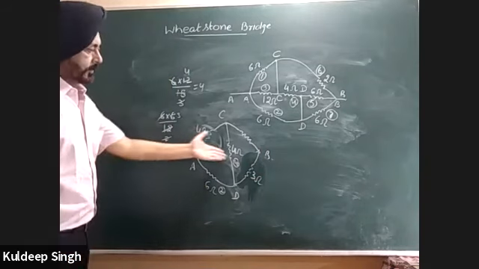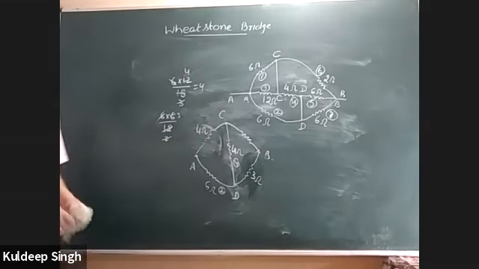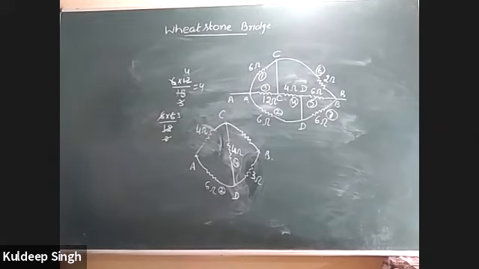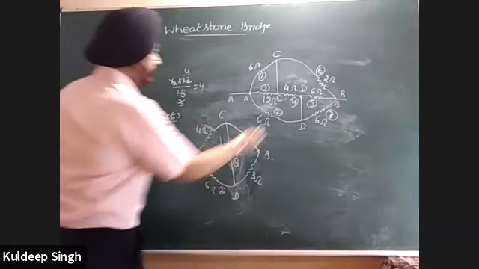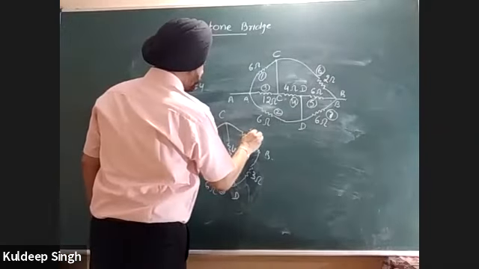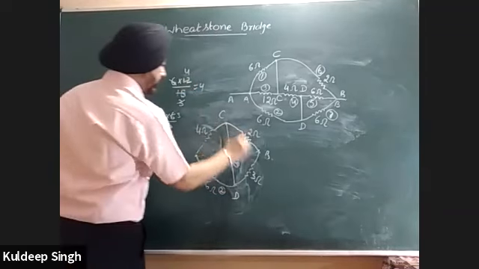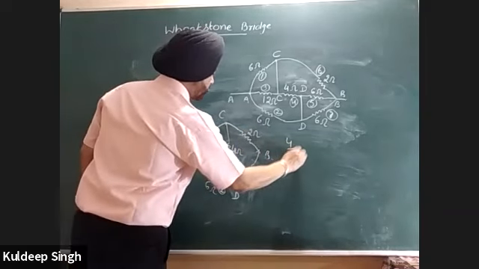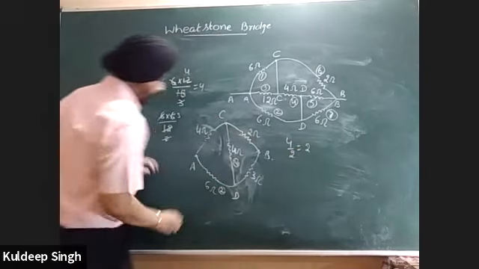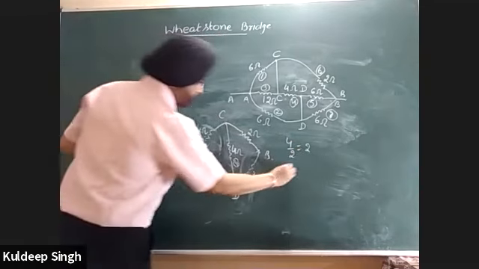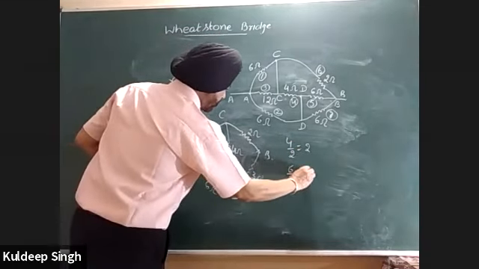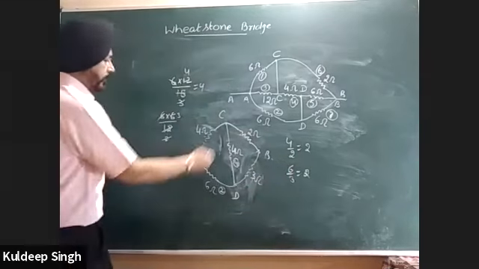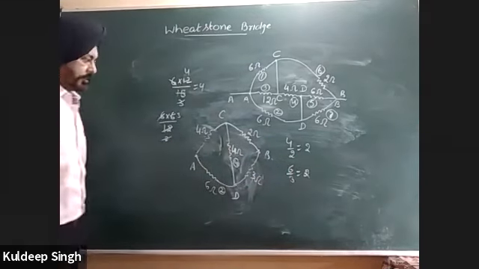So now let us see, it is the Wheatstone bridge. Is it balanced or not? 2 ohm. So P by Q, 4 by 2 is equal to 2, and R by S, 6 by 3 equal to 2. So therefore it is a balanced Wheatstone bridge.